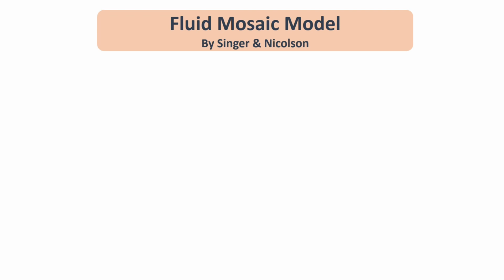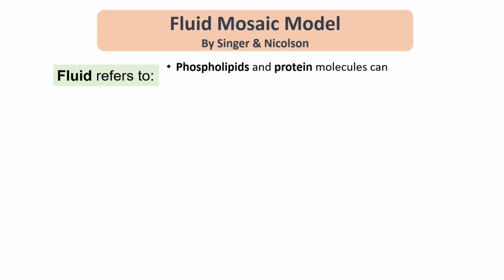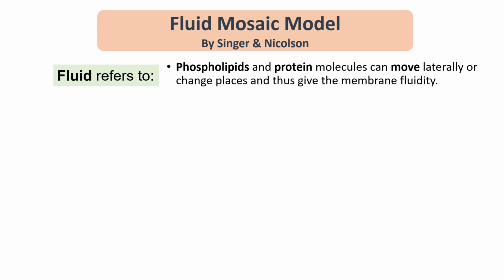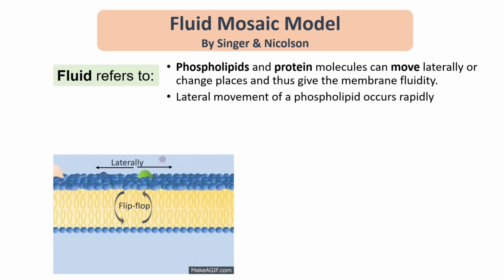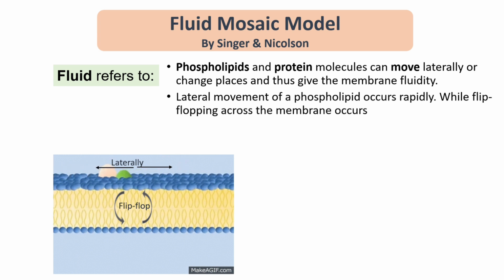Fluid Mosaic model is a model that explains the fluidity of plasma membrane. This model was proposed by Singer and Nicolson. Fluid and mosaic have specific meanings. Fluid refers to the phospholipid and protein molecules that can move laterally or change places, thus giving the membrane fluidity. Lateral movement of a phospholipid occurs rapidly, while flip-flopping across the membrane occurs at a very slow rate.